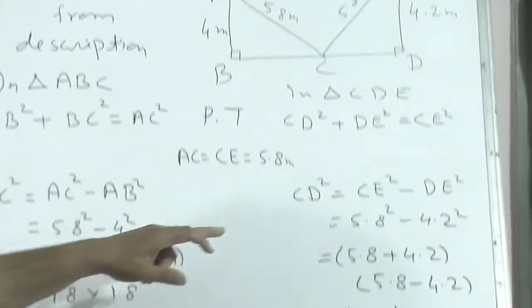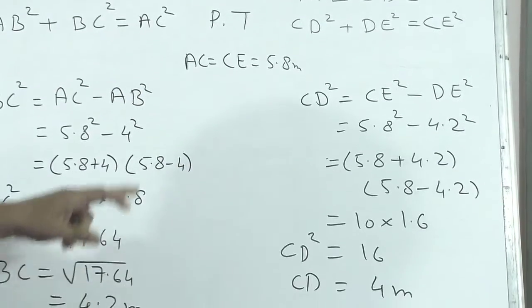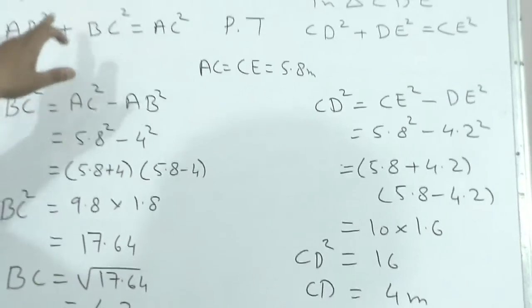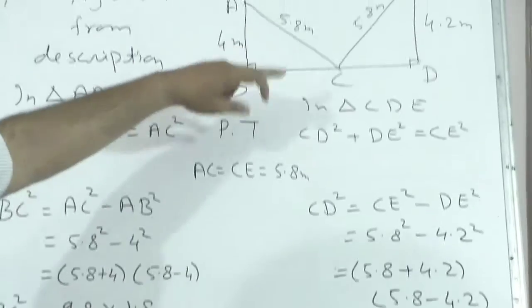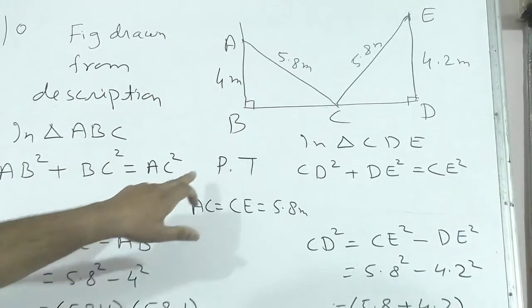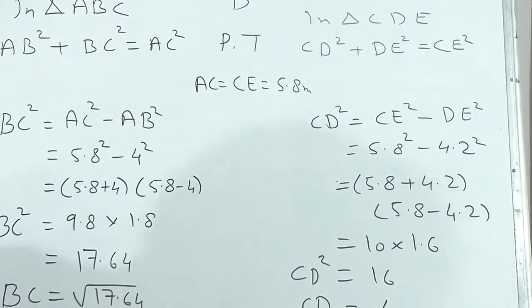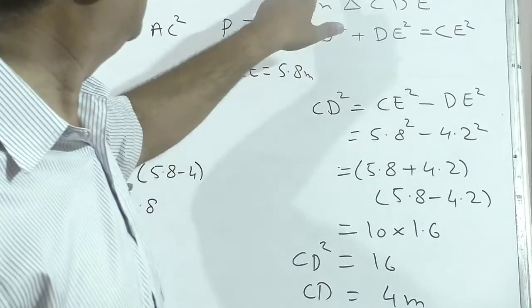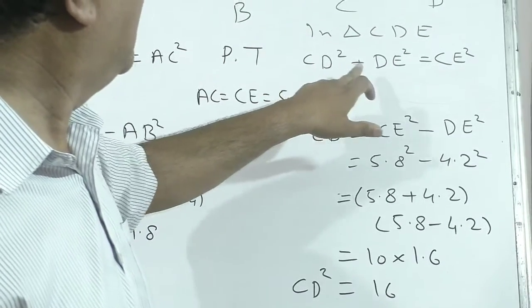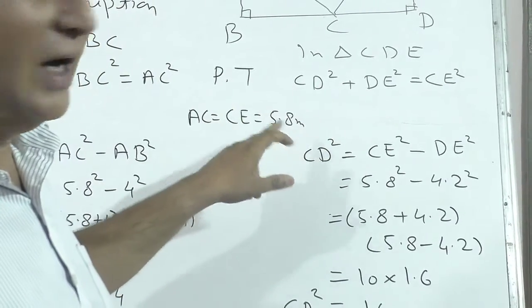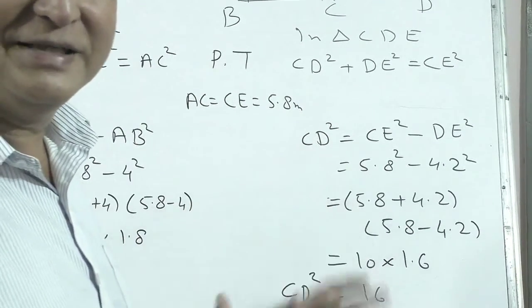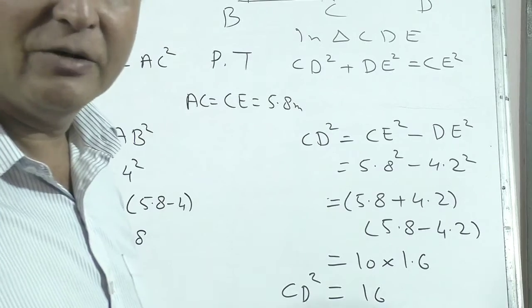AC equal to EC equal to 5.8. Length of ladder is not going to change. In triangle ABC, AB square plus BC square is AC square. AC is the hypotenuse, Pythagoras. I have written PT, but you write the full Pythagoras theorem. In triangle CDE, CD square plus DE square equals CE square, Pythagoras theorem. I have written it commonly, you don't write it common, write separately. Full statement of Pythagoras theorem.